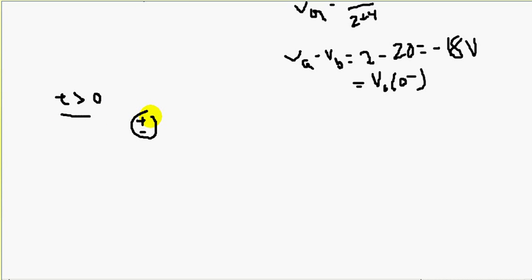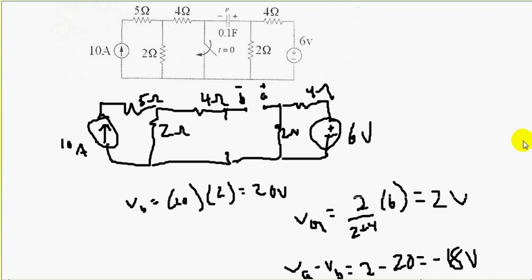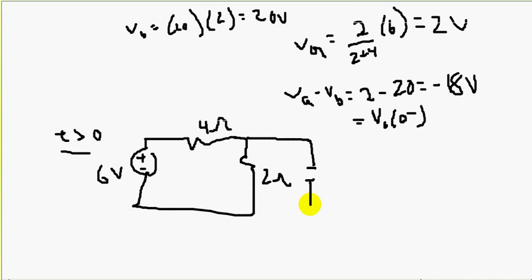When the switch is closed, we have our 6 volts, 4 ohms, 6 volts, 4 ohms, 2 ohms, and our capacitor. This is 0.1 farads. Okay, let's find the voltage.